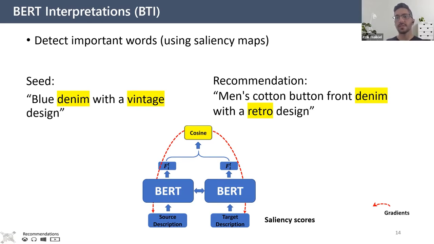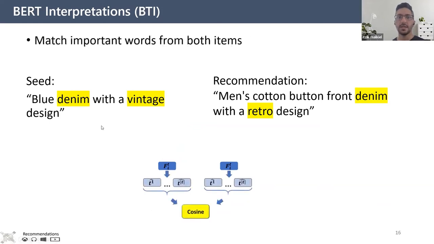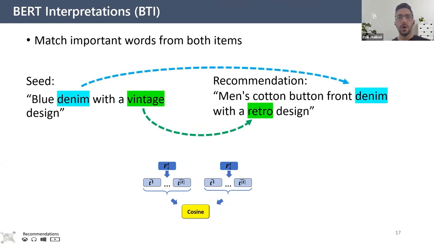From those gradients, we extract a saliency score, which represents the contribution of each word to the similarity between the two elements. Using these scores, we can highlight the keywords in each element by selecting a subset of words associated with the maximal score values. Next, since BERT outputs an embedding for each token, we can calculate the cosine similarity between the embeddings of the important words from each element. The ones that correlate to each other are paired together, and this allows us to link between the important words in each element that also dictate the similarity between the items and therefore explain the recommendation.